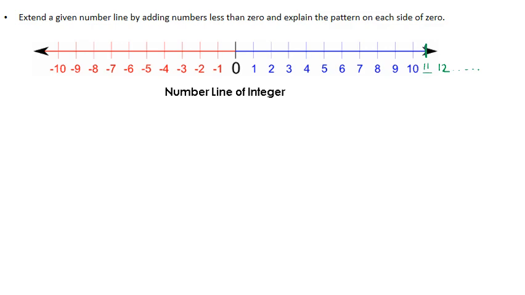So on the red side, the negative numbers, what would come right here after -10? If you look at the pattern, you've got -1, -2, -3, and so on. So I hope you said that the next number is going to be -11.